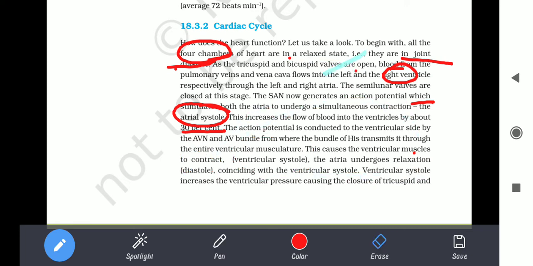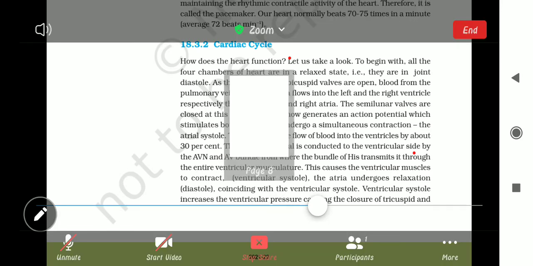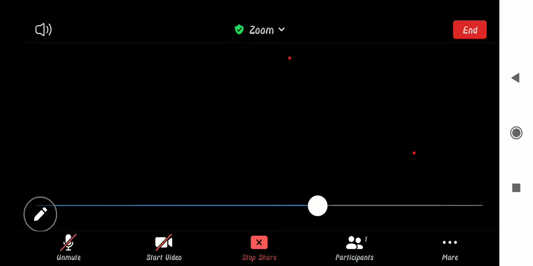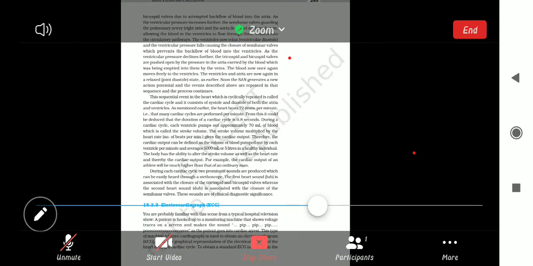And then what happens? That we'll come to know about in the next page. Okay.